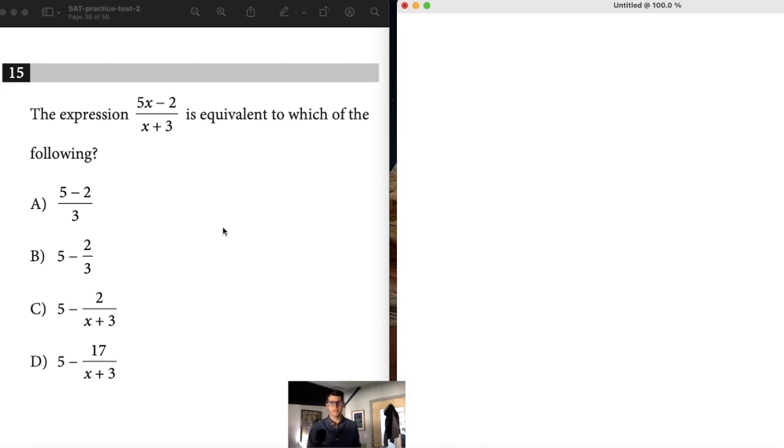Here's number 15. There are variables in a couple of the answer choices, C and D. That lets you know you can use this approach: picking numbers. I'm going to pick one number. All I've got to pick is X, and I'll pick X is 10 because I seem to like that number.